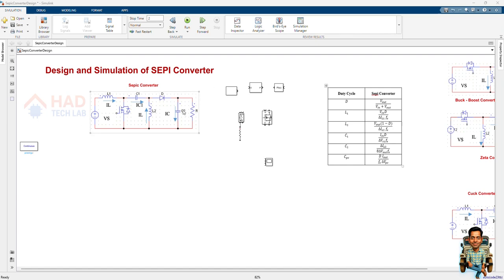Why is it called SEPIC? The name comes from three parts. First one is single-ended, only one switch is referenced to the ground. Then primary inductor L1 is directly connected to the source and stores the energy. When the switch is closed, the inductor is directly grounded. Then converter, it converts DC into DC. So together it is called a single-ended primary inductor converter, that is what is meant by SEPIC.